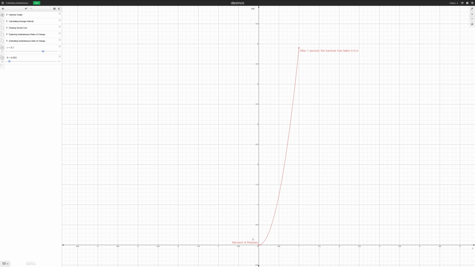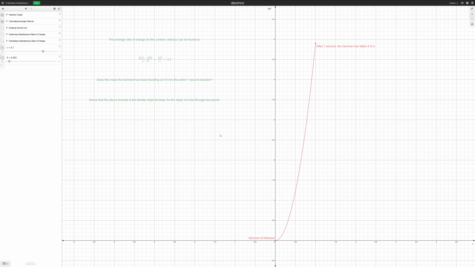If we know the moment of release happens at t equals 0 seconds, and its current position, in other words, the amount it has since traveled, is 0 because it hasn't yet fallen, it's just been released. 1 second later, we're here at 4.9 meters. So the total distance traveled in this 1 second interval is 4.9 meters. Well, if the distance traveled is 4.9 meters and the time it took to travel that is 1 second, then we just divide them. So 4.9 divided by 1 is 4.9 meters per second.